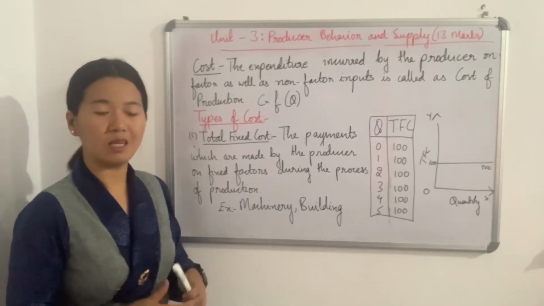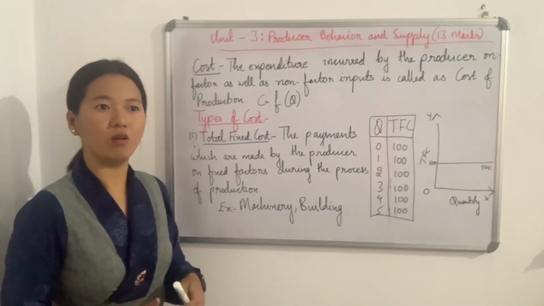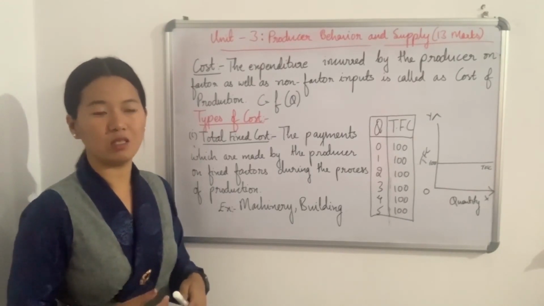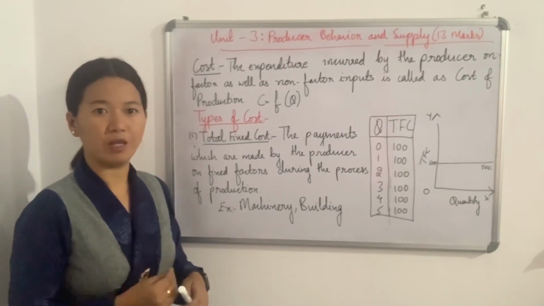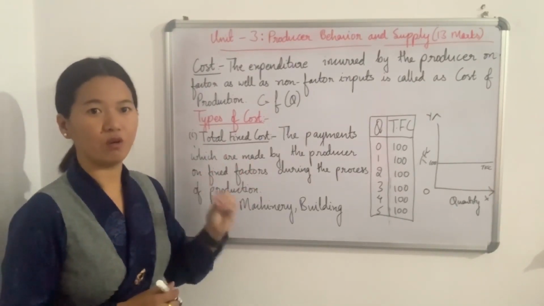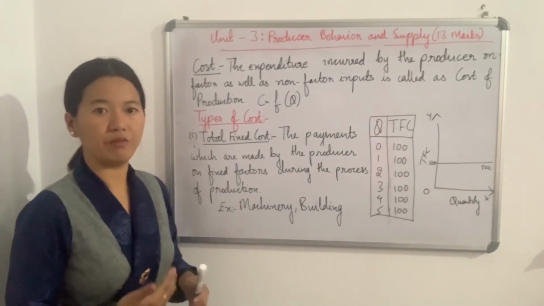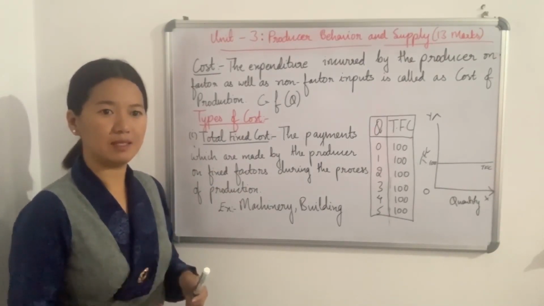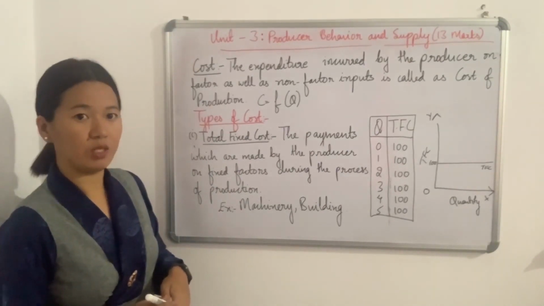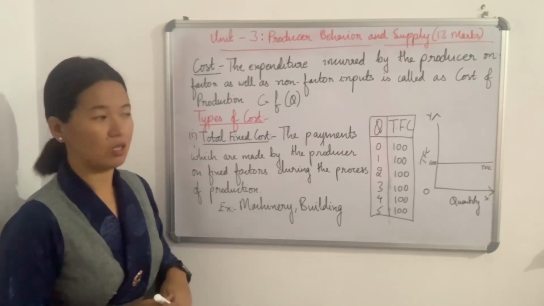So fixed cost is the first type of cost which the producer incurs. When the producer decides to produce something, he has to first immediately spend on the building, on machinery. Whether there is production or not, he has to first spend on the fixed factors. There may be production or not, but the fixed cost will always remain the same. So the fixed cost does not change with the change in output.